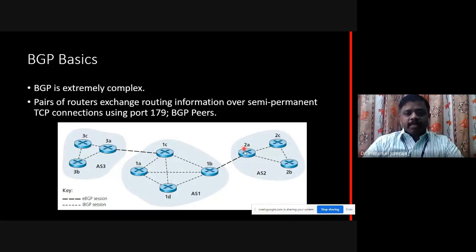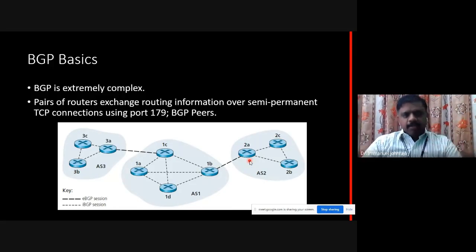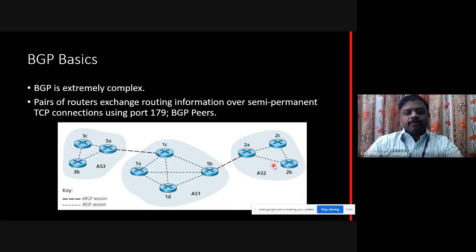Now, when you have the collection of routers here and here, and we call them the autonomous system, when they establish the connection, 1B has made a BGP peering with 2A. Now, these two communicate with each other to get the reachability information. So 1B gets the reachability information about other networks in the autonomous system through 2A. I repeat, through 2A, this gateway router, 1B gets the reachability information of all the other networks of this autonomous system.